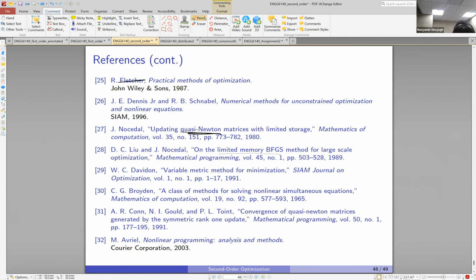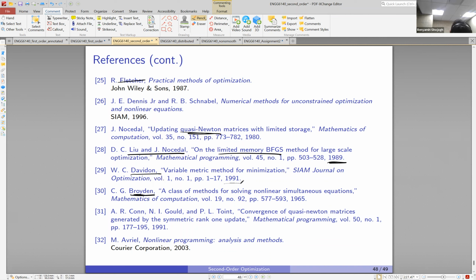This is LBFGS. This is the famous paper by Nocedal and Liu in 1989, which proposed LBFGS, used a lot nowadays in toolboxes. This one, I don't remember what it was for. A class of methods for solving nonlinear simultaneous equations, Broyden. Do you remember Broyden's method and Quasi-Newton method? So these are the Quasi-Newton algorithms that we talked about.